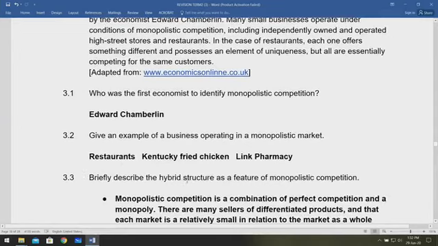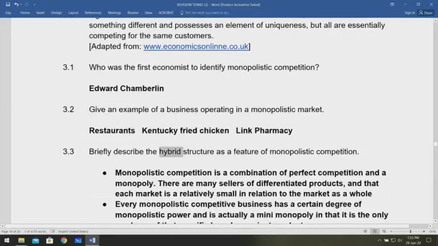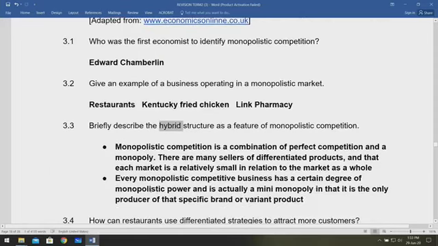Briefly describe the hybrid structure as a feature of monopolistic competition. A hybrid means it's a combination of things. So your monopolistic competition is a combination of perfect competition and a monopoly, right? So that's the hybrid structure there.